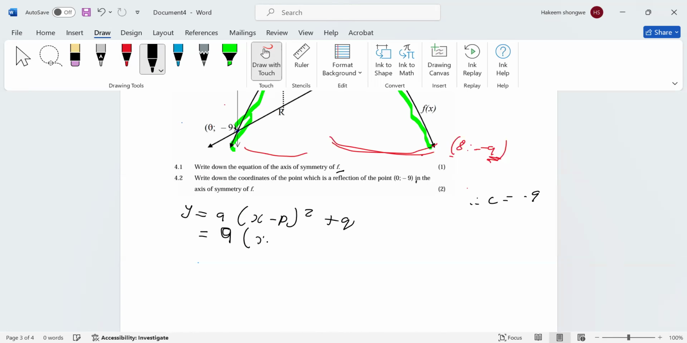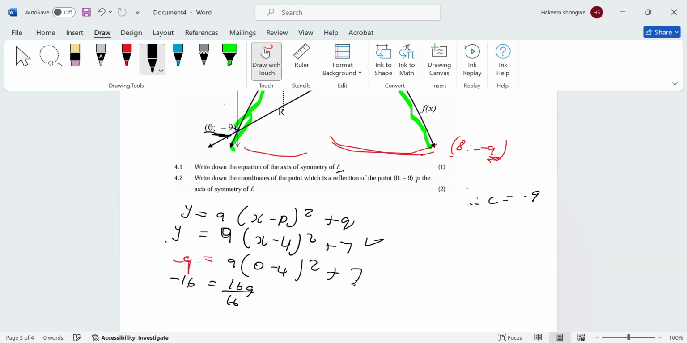And then y is going to be a(x minus 4) all squared plus 7. What is the turning point? 4 and 7. Yes. And then we can use this point, 0 and minus 9. So we get minus 9 equals a(0 minus 4) all squared plus 7. This one and this one give us minus 16, which is equal to 16a. Divide by 16, it says a is going to be minus 1.